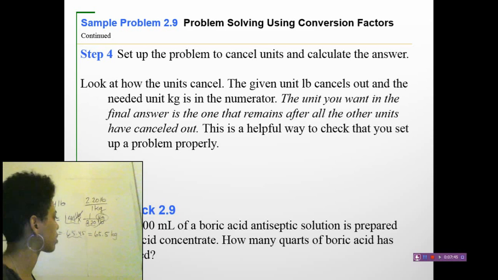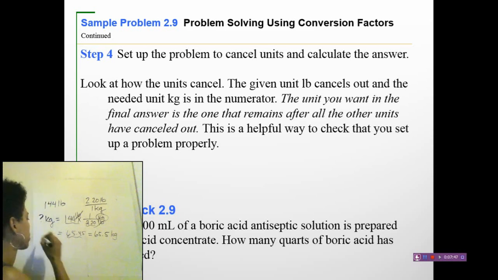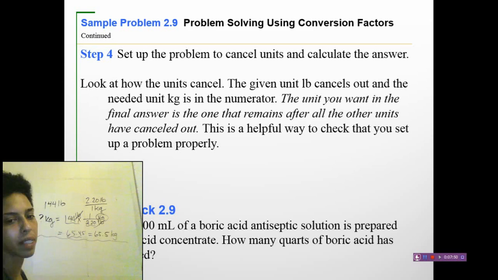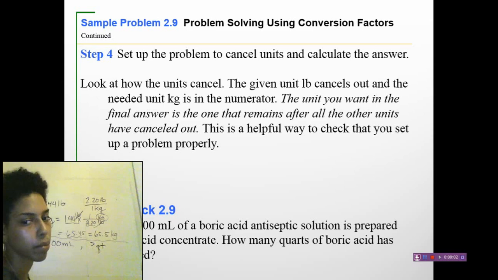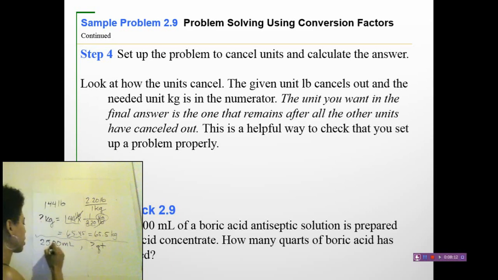All right, let's do the study check in the next problem. Down at the bottom, it says that we've got 2,500 milliliters of boric acid, and we want to know how many quarts are in this number of milliliters. Well, if we go back to our table, we know that 946 milliliters is equal to 1 quart. So we want to know how many quarts.